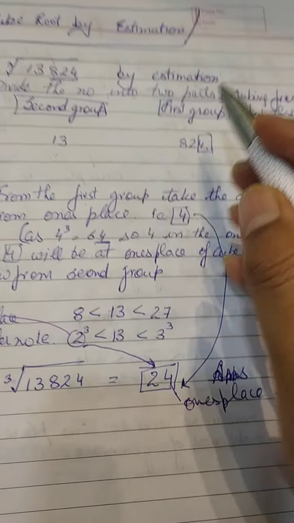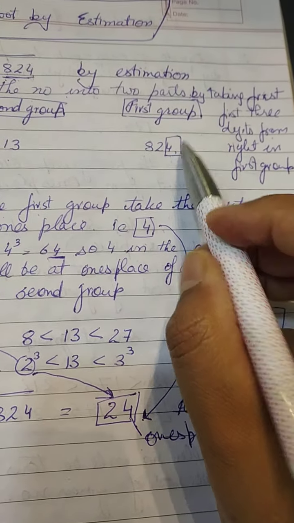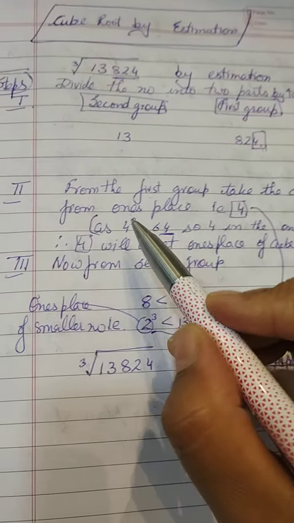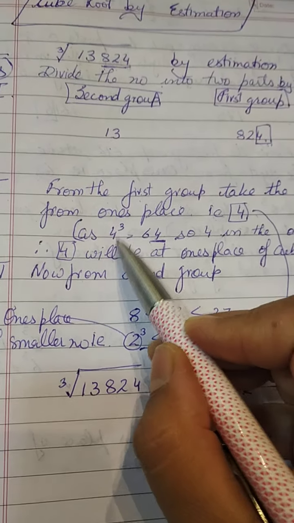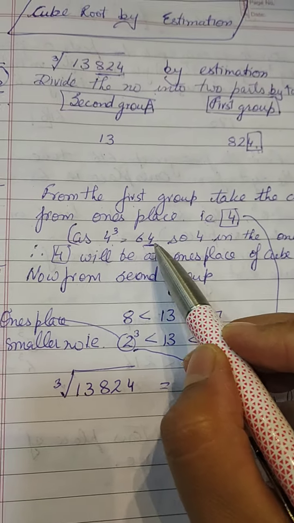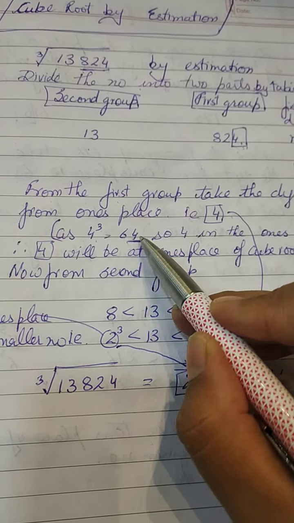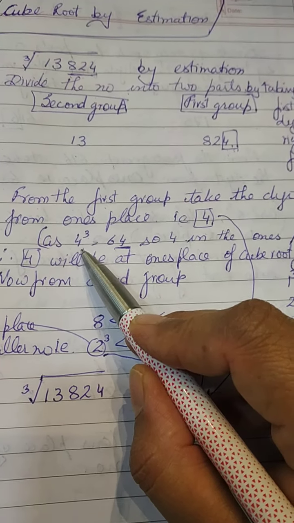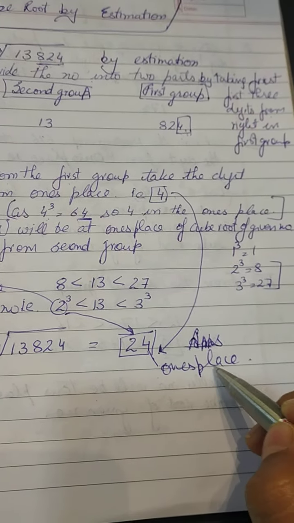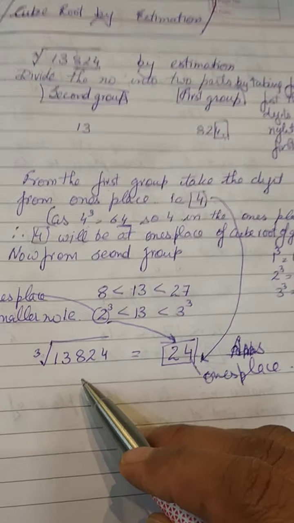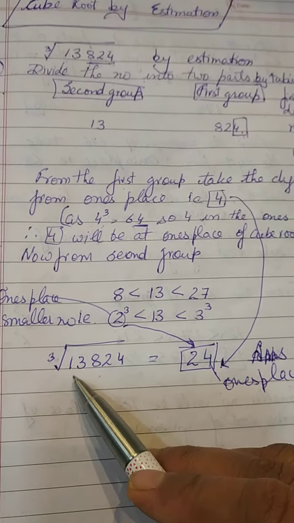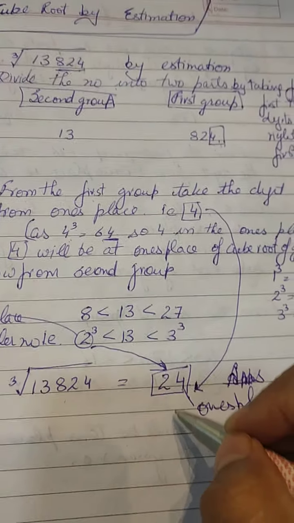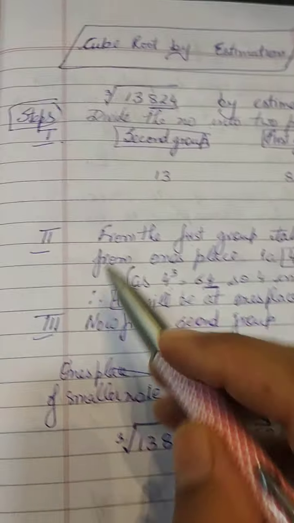Okay, you take the ones digit of the first group, and again in the second step you do the cube of that number. The digit at ones place of the cube of this number will be at the ones place of our answer, that is, the cube root of the given number. Now you have to do the next, third step.